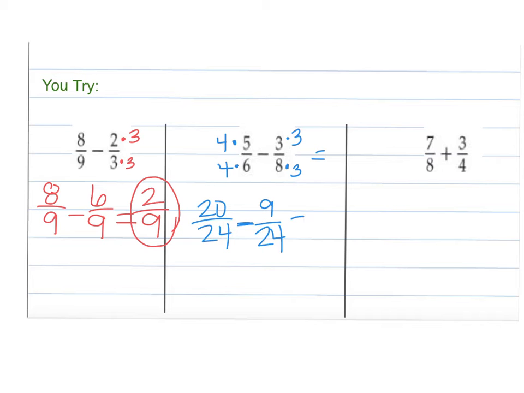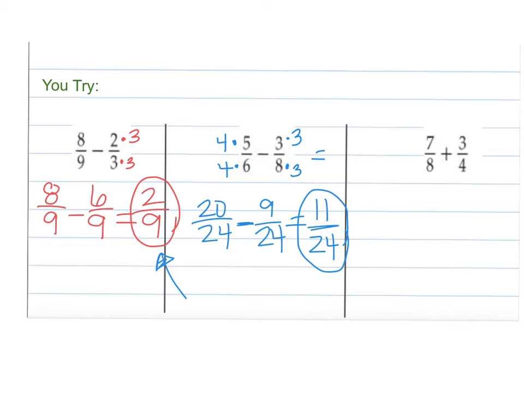20 minus 9 is 11. And then we keep the denominator the same. That's already in simplest form. So 11 24ths is my answer. This one was in simplest form too, so I didn't need to do anything to that one.